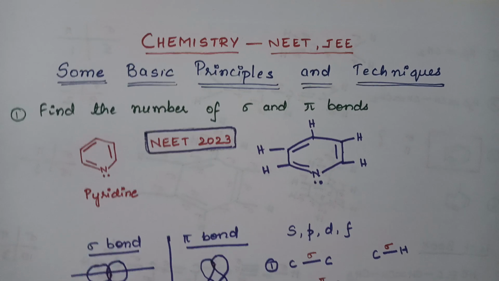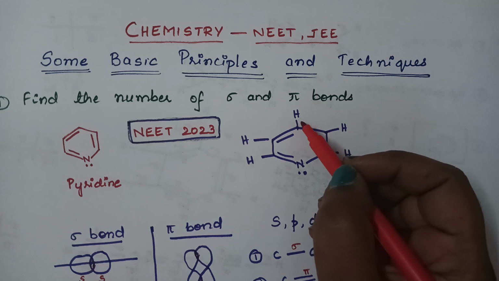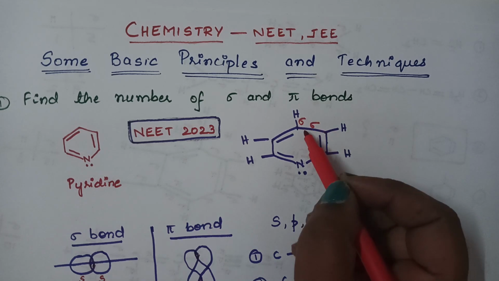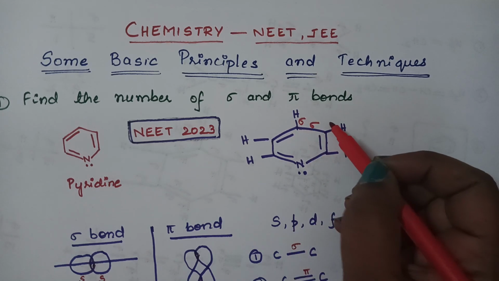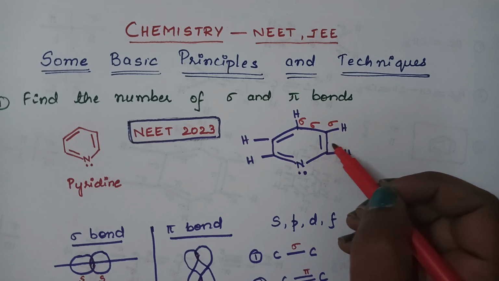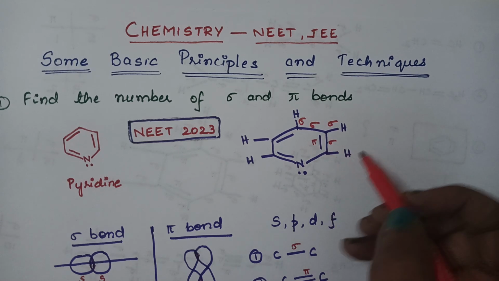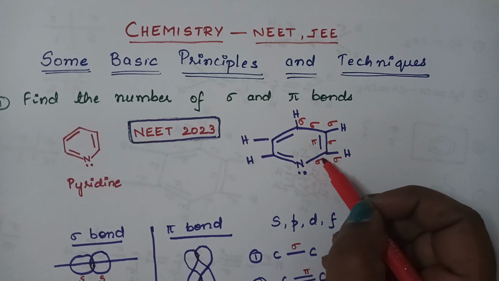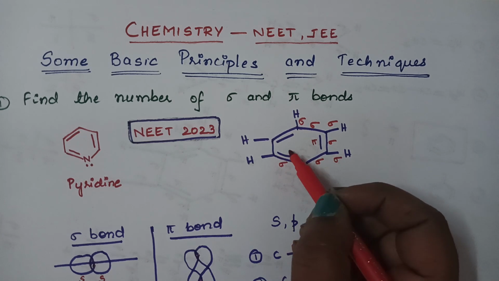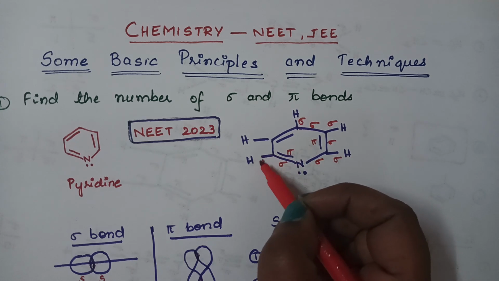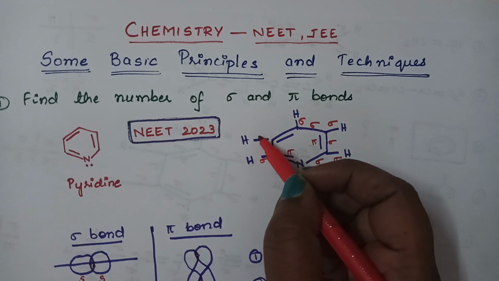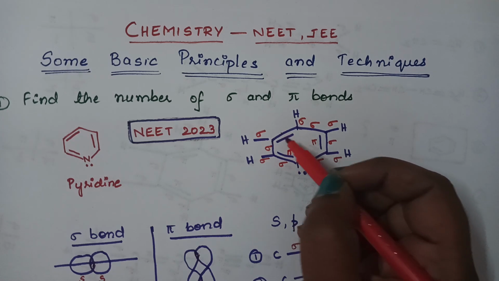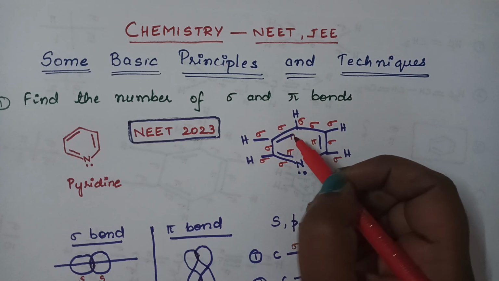So now we will count the number of sigma bonds. This is sigma bond, this is sigma, this single bond. This single bond is sigma bond. Out of this two, one is sigma, one is pi. And here this is sigma bond, this is sigma. Out of this two, one is sigma, one is pi. And this is sigma bond, and this is sigma, and this is sigma. Out of this two, one is sigma bond and one is pi bond.